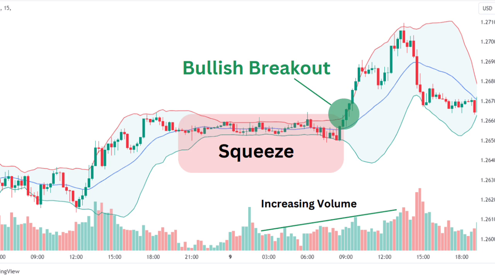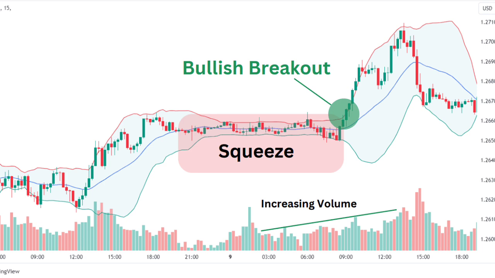Before you go try this, you need to know this. Don't anticipate. The number 1 mistake is jumping in before the breakout candle closes. Wait for the confirmation. Combine with volume. A breakout with high volume is much more reliable than one with low volume. Context matters.